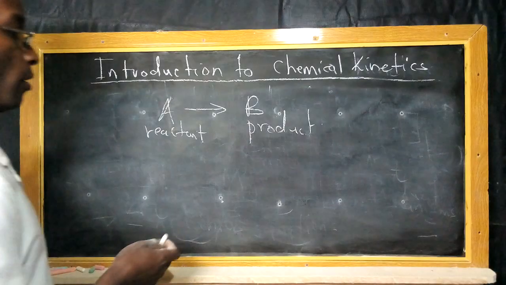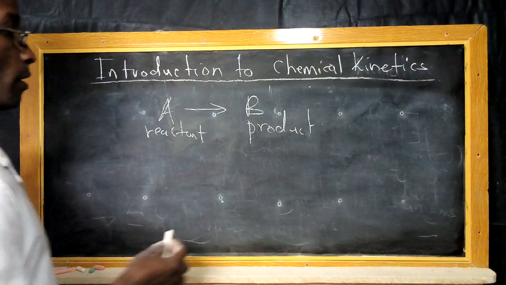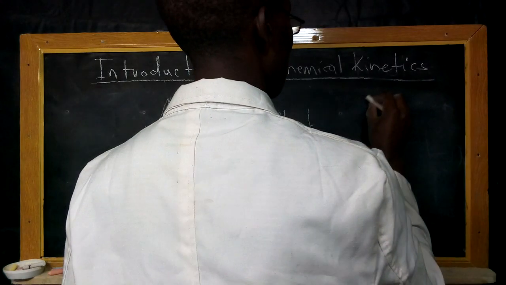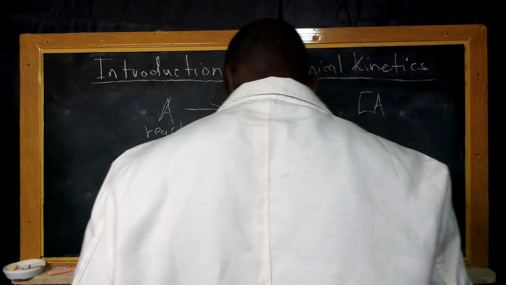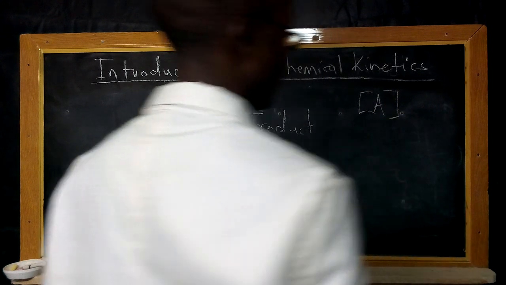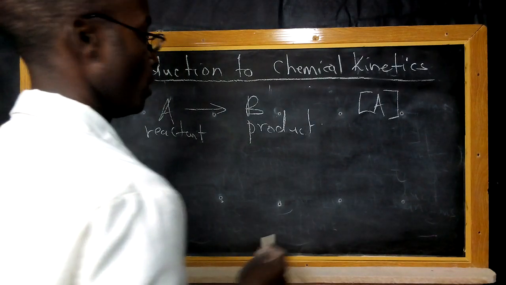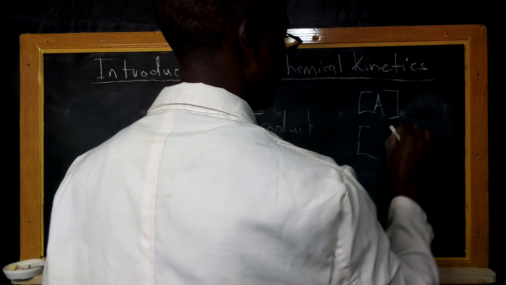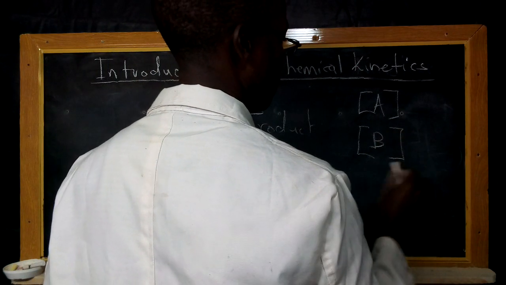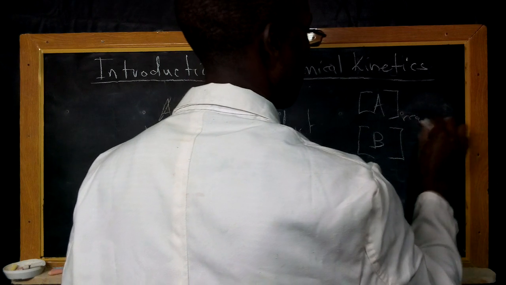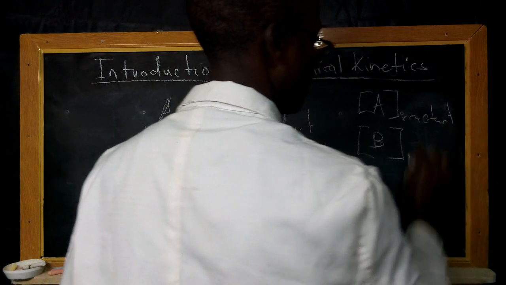We have said that we note the concentration for the reactants by the square brackets of A and the products by the square brackets of B. So this is a reactant and this is a product.